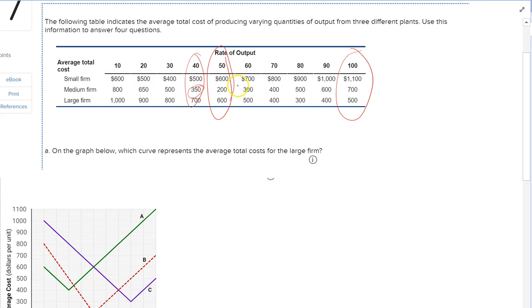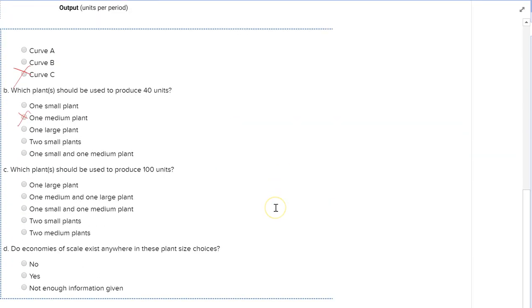If you go to 50 units, notice that the medium firm can produce 50 units for $200. So if you have two medium-sized firms producing 50 units each, there's your 100 units at a total cost of $400. So 400, of course, is less than 500. Therefore, your best answer here is 2 medium plants.